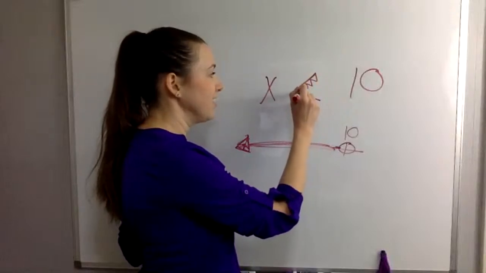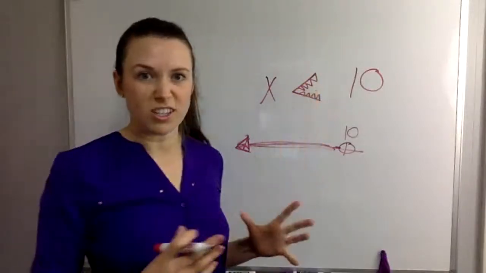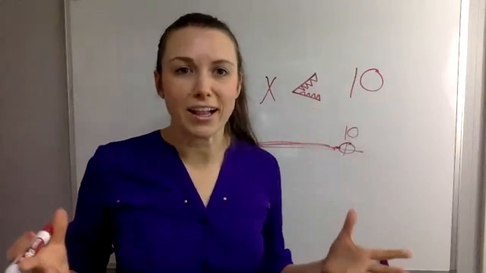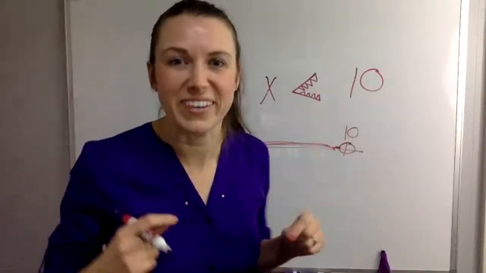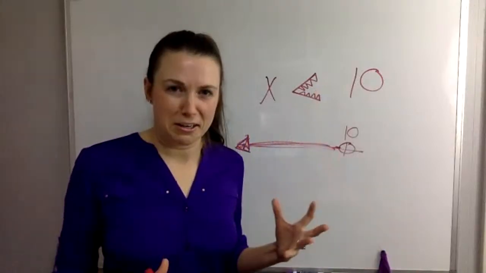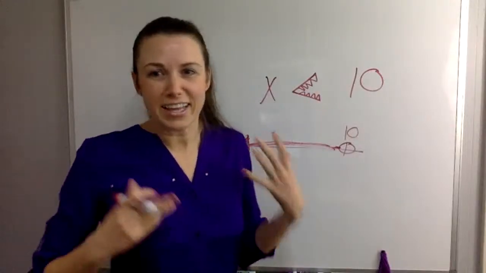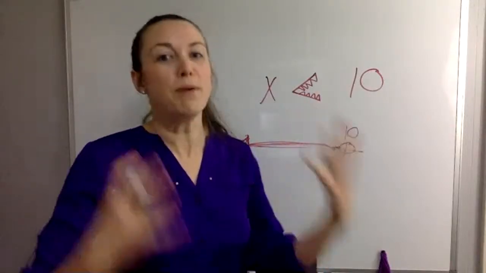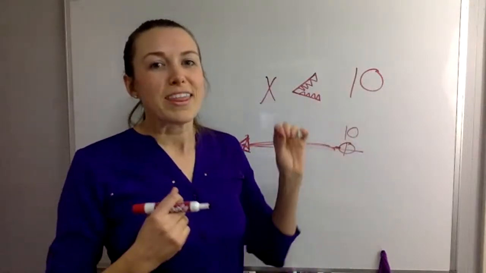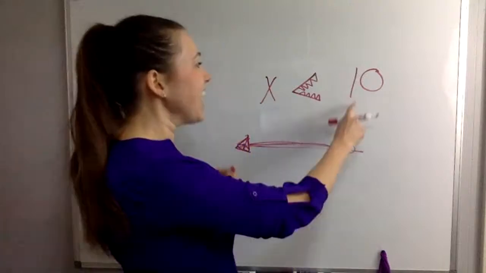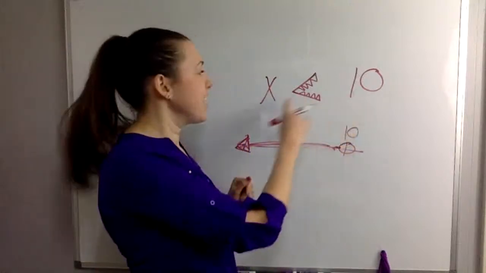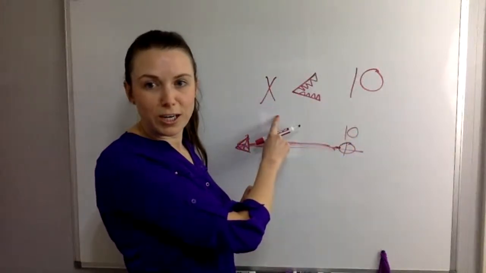Or maybe when you were younger, you called it the alligator. Did you call it an alligator or a shark? Tell me, comment below. Remember, the alligator is really hungry, right? And the alligator is going to want to eat the bigger number. So that's how you remember that the 10 is going to be bigger than X. So X is going to be over here.